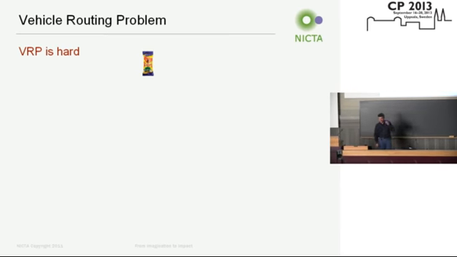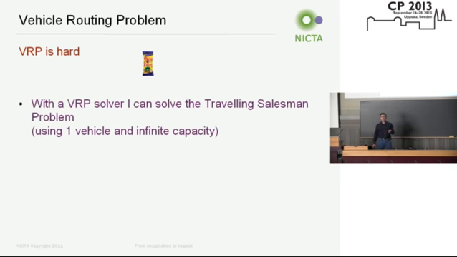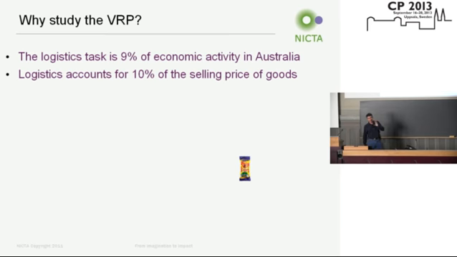So indeed, it's the TSP. If I had a VRP solver, I could solve the TSP with it. If I just gave it one vehicle with an infinite capacity, I could solve the TSP. So it's NP hard. It's in fact NP.